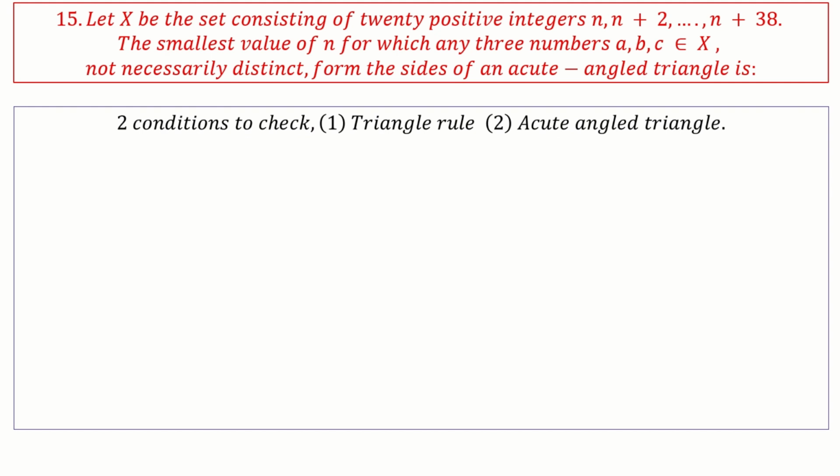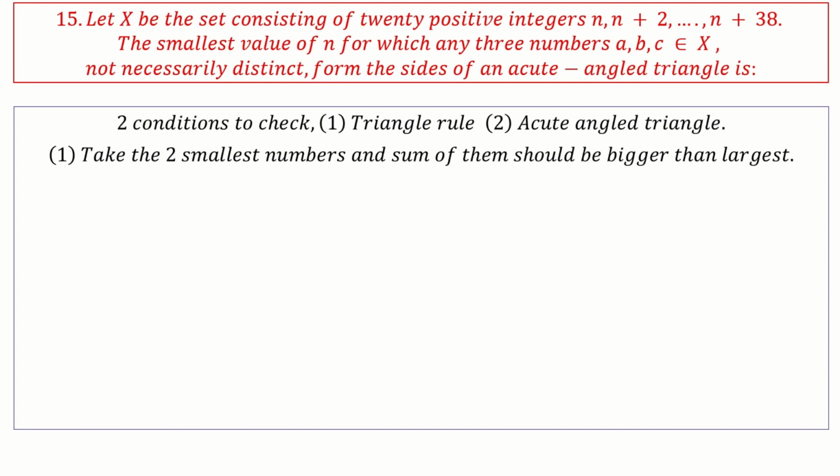First, two conditions to check. One is the triangle rule. Second one is the acute angle triangle rule. Take the two smallest numbers and the sum of them should be bigger than the largest. This is the possible condition, right? Smallest value of n you are looking for, right? So take the smallest two sides, which are n comma n, and biggest is n plus 38. It should satisfy this equation, right? So n plus n should be greater than n plus 38, or n is greater than 38. This is the first rule, triangle rule.